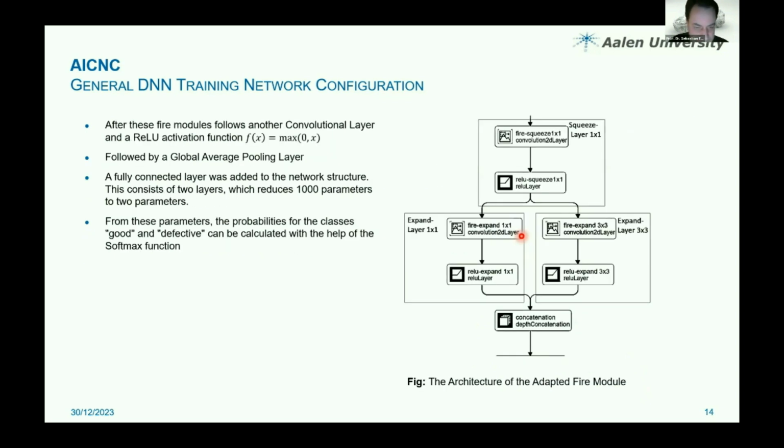Here at this point you have this ReLU. ReLU is a rectified linear unit. I think this is the short term for this activation function, and then we have the softmax layer at the end that gives us the probability of each result.